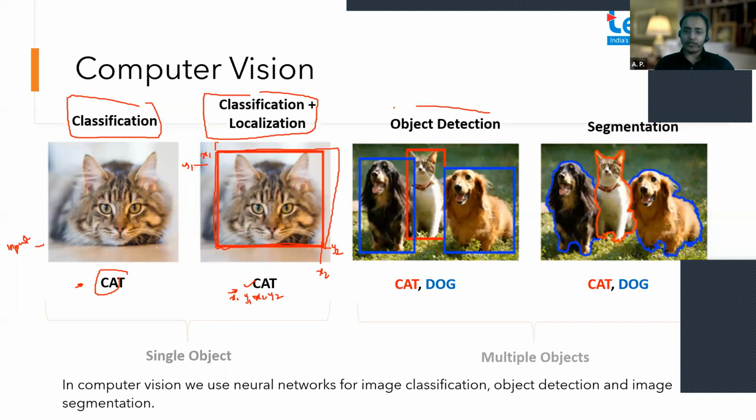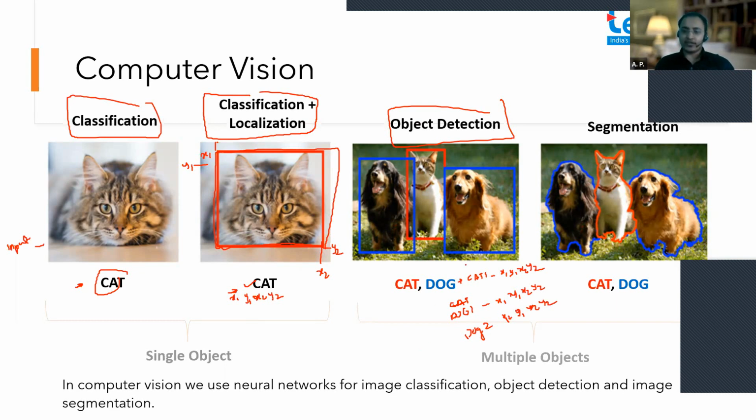Then we have something called object detection. For object detection, you pass an image, and there could be multiple objects. The algorithm is going to give the name of all the objects with the corresponding bounding boxes. So it's going to say there's cat1 with bounding box x1, y1, x2, y2, there's dog1 with certain values of x1, y1, x2, y2, and dog2, which has certain values of x1, y1, x2, y2, like that.